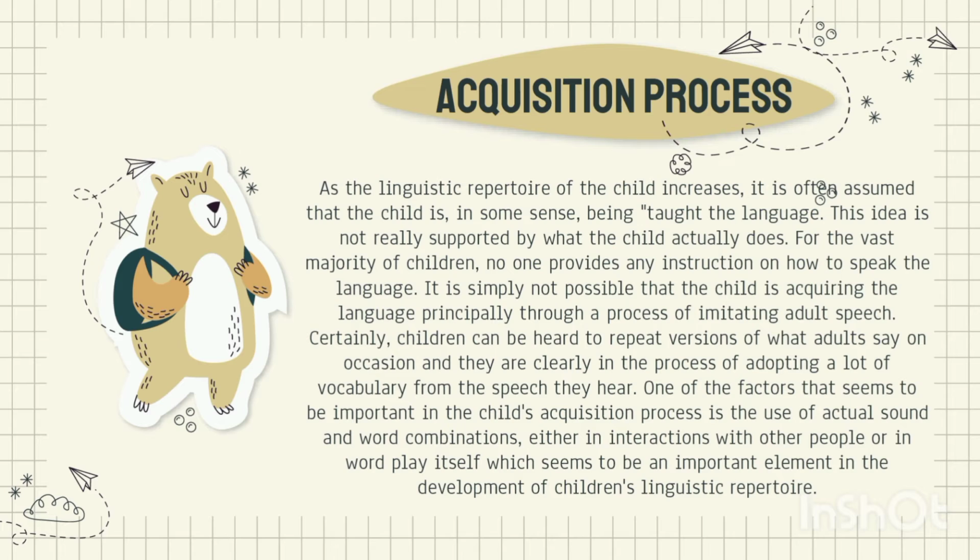This idea is not really supported by what the child actually does. For the vast majority of children, no one provides any instruction on how to speak the language. It is simply not possible that the child is acquiring the language precisely through a process of imitation of adult speech. Certainly, children can be heard to repeat versions of what adults say on occasion, and they are clearly in the process of adopting a lot of vocabulary from the speech they hear.